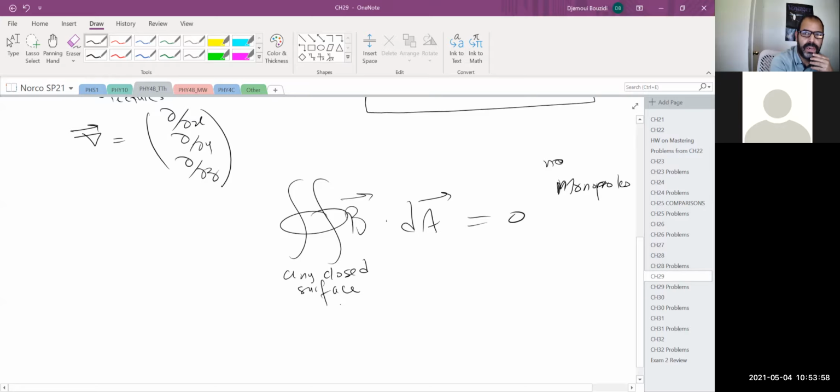doesn't matter. Permanent magnet or an electromagnet, it doesn't matter. So this one equates to, using the same theorem as mentioned before, the divergence of B is equal to 0. In other words, the magnetic field never diverges.